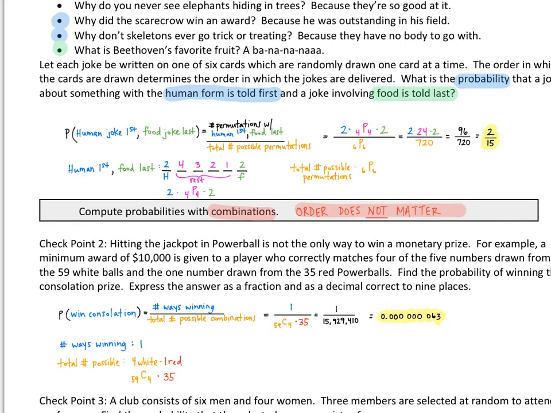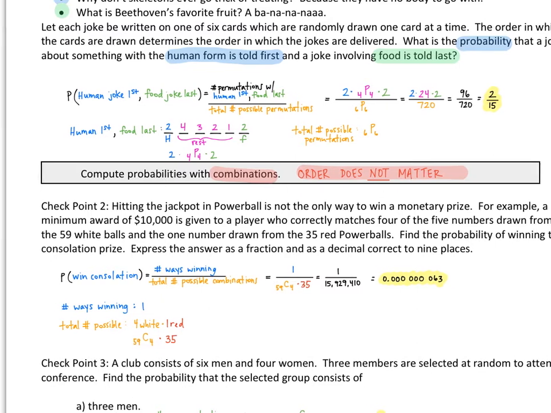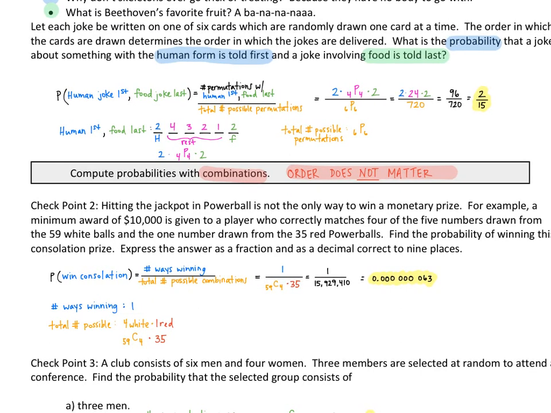I want you to try checkpoint 3 on your own. I'll help you with the setup and you finish it off. Let's suppose a club consists of 6 men and 4 women. 3 members are selected at random to attend a conference. Find the probability that the selected group consists of 3 men. So you have to ask yourself, does order matter? Do I care which order the men are selected, or do I just need the 3 men selected? See if you can do the setup. Then let's compare answers.